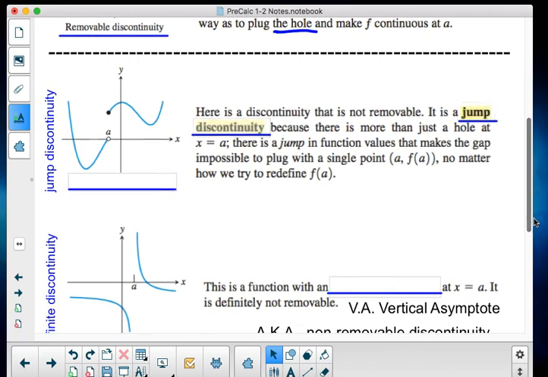Here's a jump discontinuity, okay? It's a discontinuity that is not removable. It jumps, and remember, it's a vertical jump. We won't deal with horizontal jumps because there is more than just a hole at x equal a. There is a jump in function values that makes the gap impossible to plug with a single point, no matter how we try to redefine f of a. This has got a jump discontinuity on my function, okay?